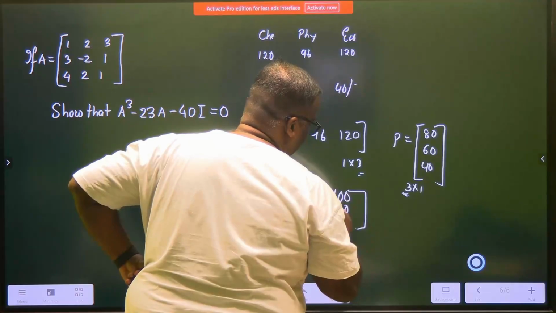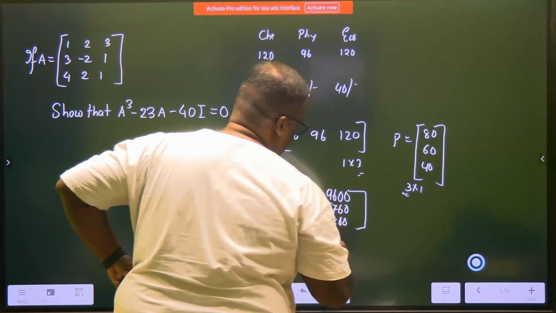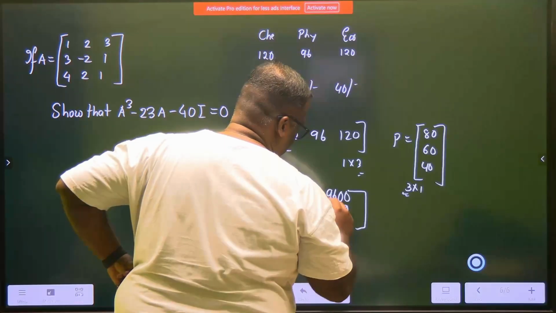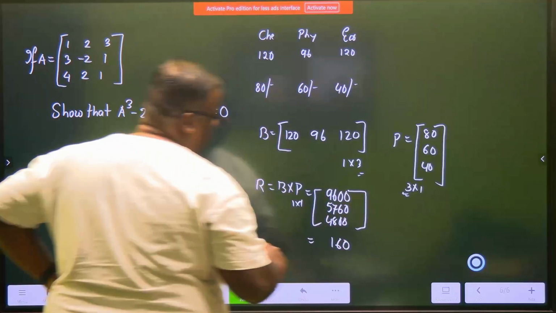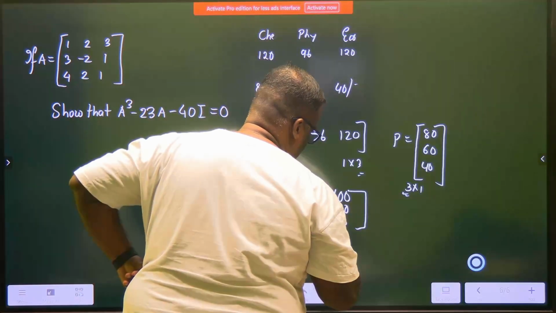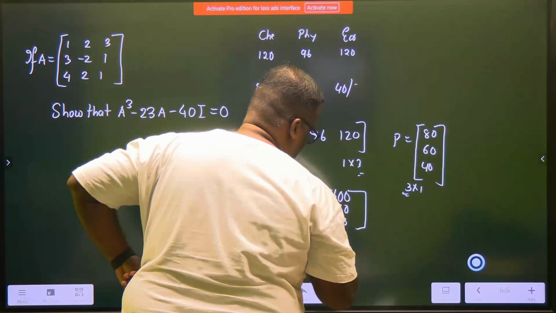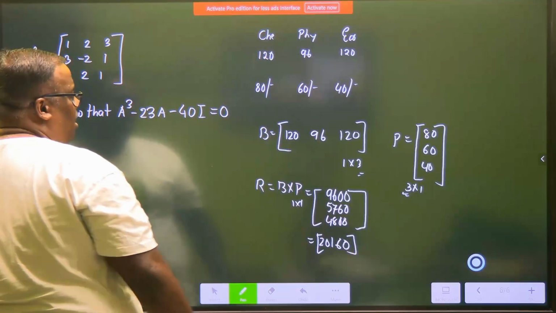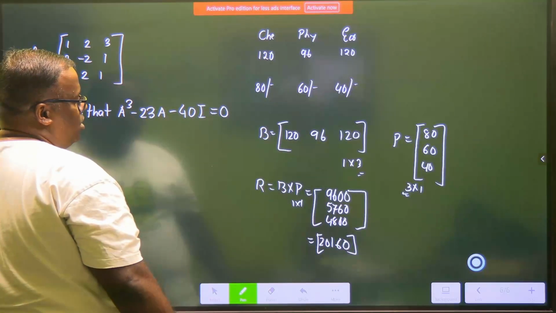This is your final matrix. How much is it? 0, 6. 14 plus 7, 21, 2. 2 plus 4, 6. 6 plus 5, 11. 11 plus 9, 20. 0, 6.